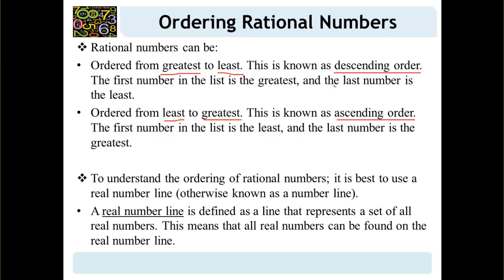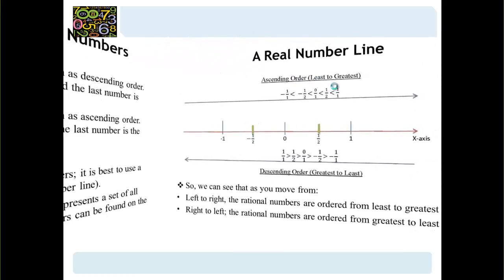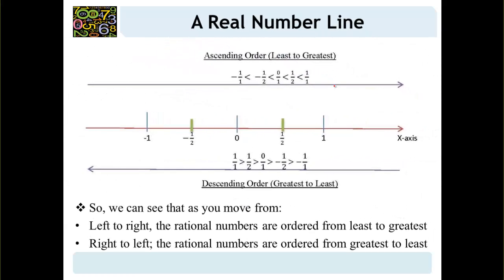Okay, now you will find any number on the real number line. All real numbers can be represented on a real number line. That means that all rational numbers, you will find on a real number line, and all irrational numbers, you will find on a real number line. In this video, our focus is on rational numbers. So let's look at a real number line and see how it looks.